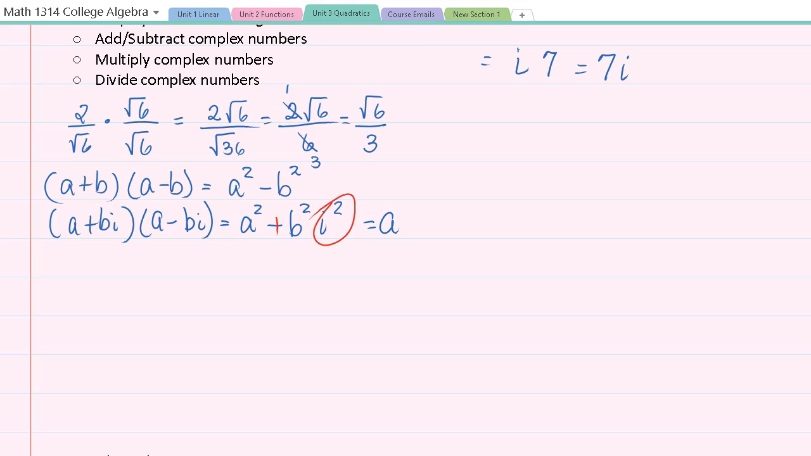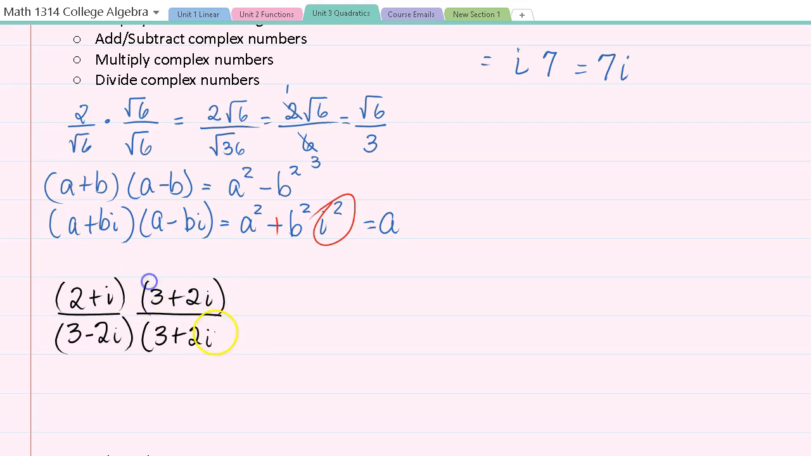Now back to dividing complex numbers. If we have 2 plus i over 3 minus 2i, we would multiply the top and the bottom by 3 plus 2i, the complex conjugate of the denominator. From here, we would use our skills of multiplying complex numbers to complete the problem.